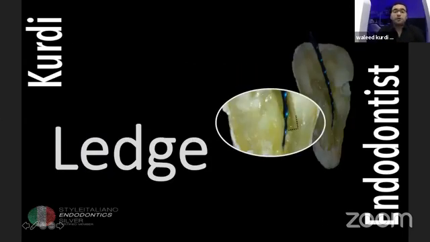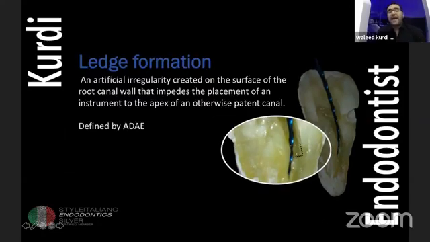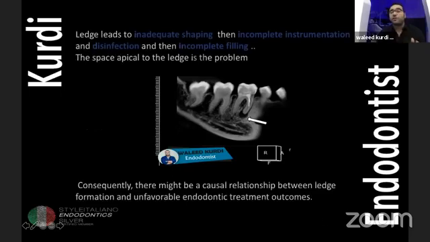First, we will talk about ledge. What is a ledge? As defined by the American Association of Endodontists, a ledge is an artificial irregularity that happens on the surface of the root canal wall. Logically, it will be on the outer curve, on the outer wall. This ledge or step will prevent us from placing our instrument to the apex.